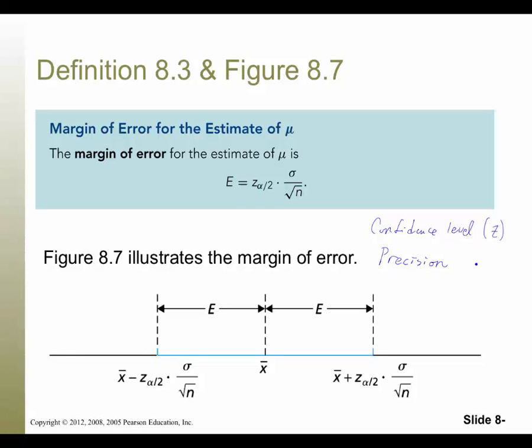So we said if we want to increase our confidence level, what happens to the precision? So if we want to go from 90% confidence to 99% confidence that the population mean is in our interval, then what happens to the precision when we do that? We need a wider interval, so we have less precision.